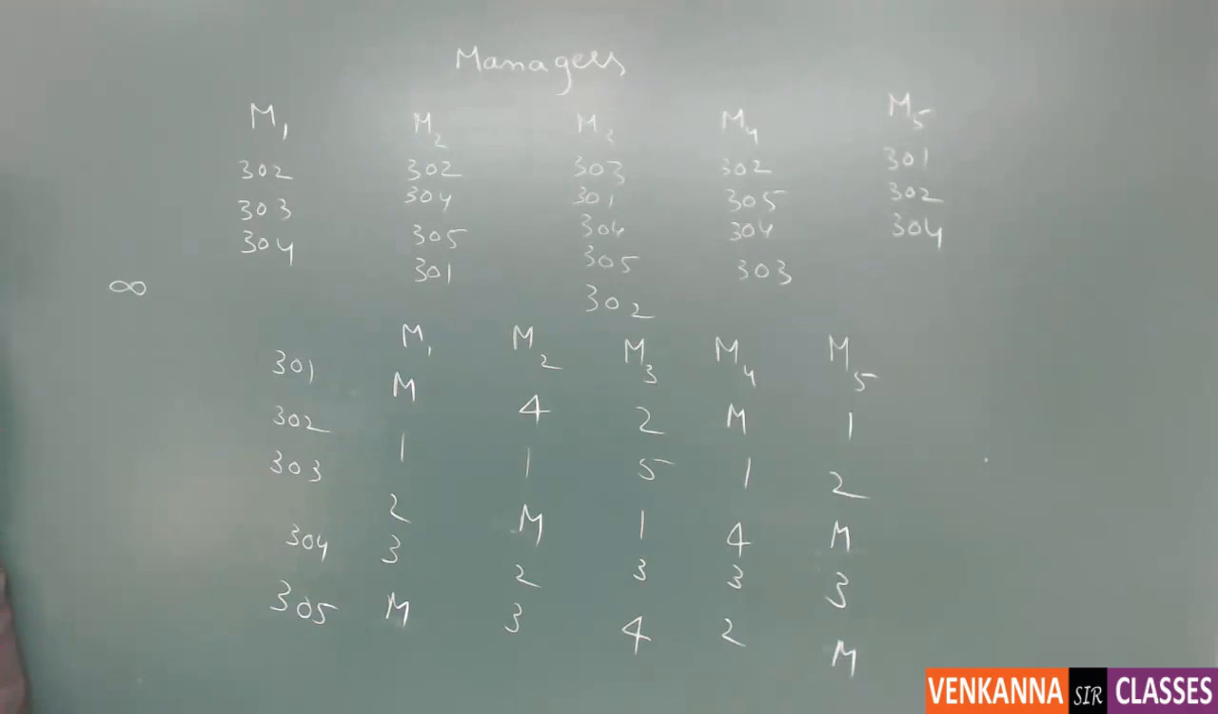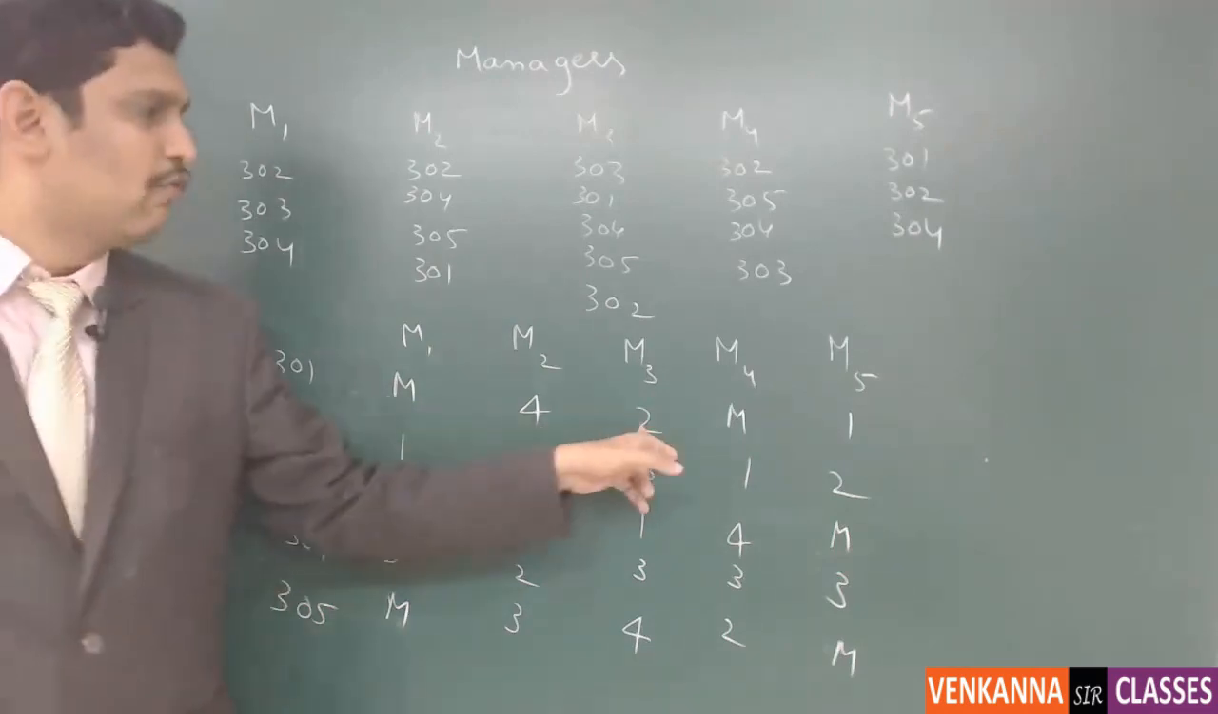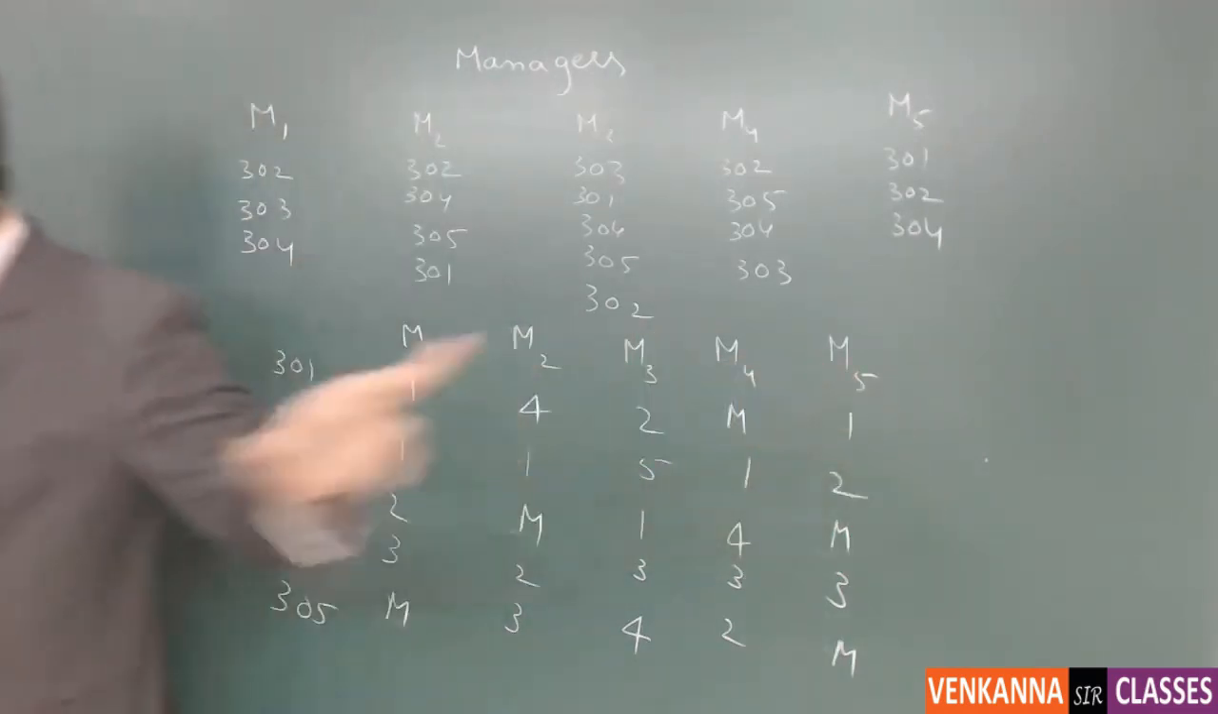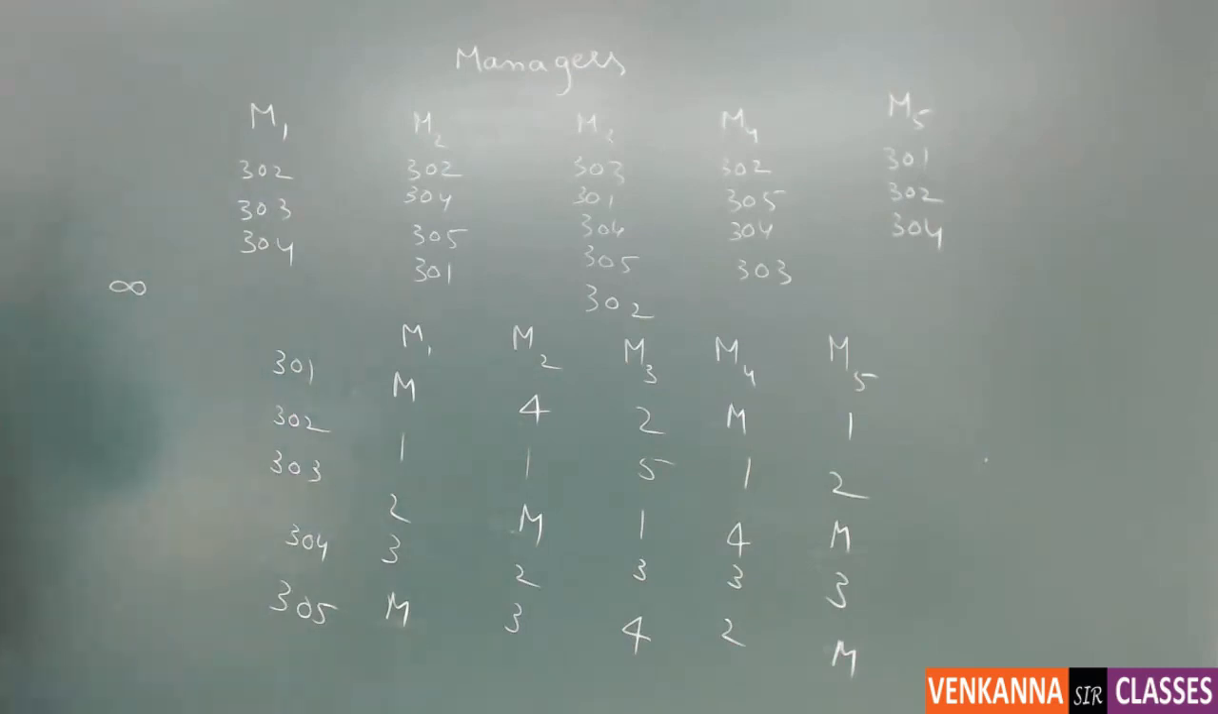So in the first row, the smallest element is 1. You are going to subtract 1 from each and everything. So it becomes M, 3, 1, M, and this will be 0. Can you do it on your own?